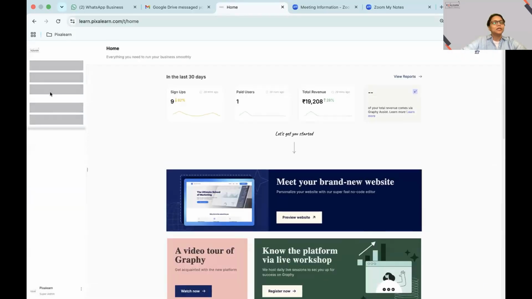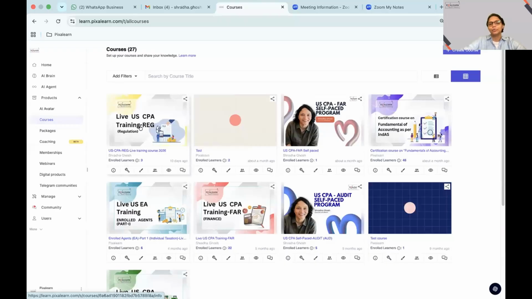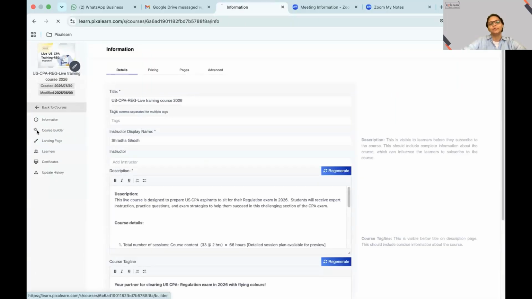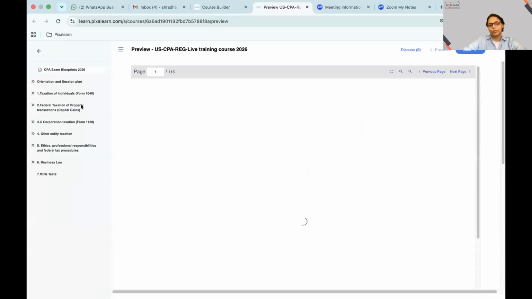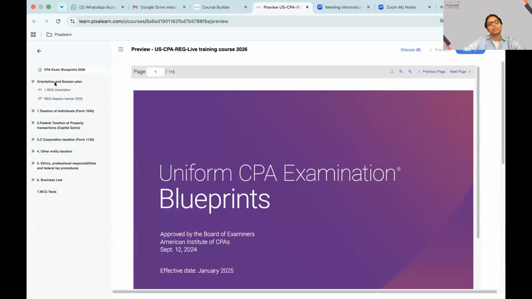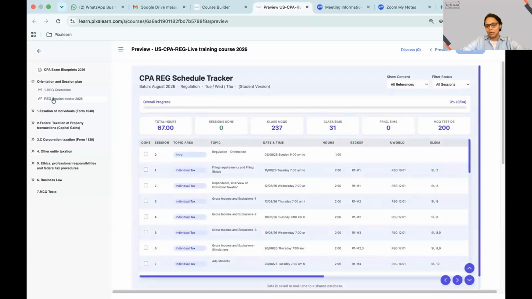So I'm taking you through the schedule first so that you get an idea of what we are going to be doing for the next couple of months. So this is your view. We've started with orientation. There is a session tracker that I've put. This will be updated every week once the sessions are done.